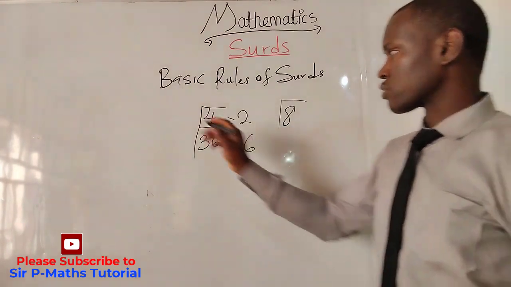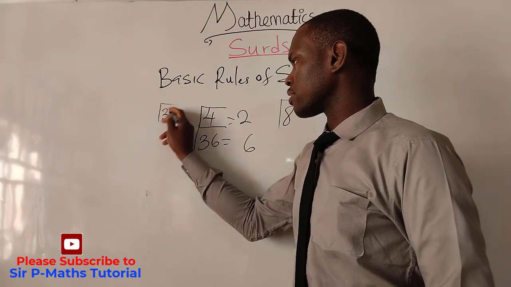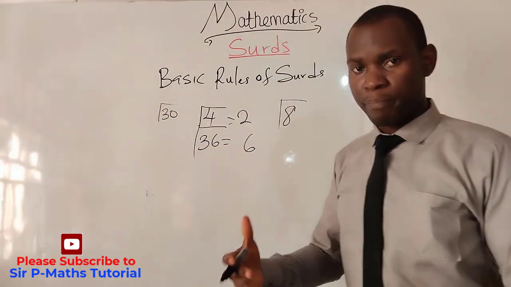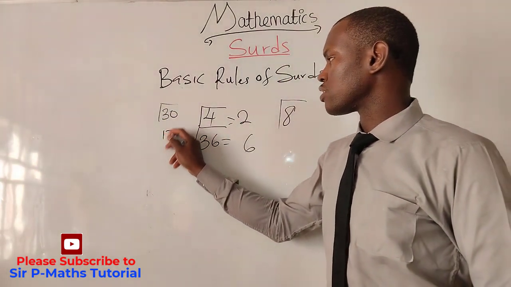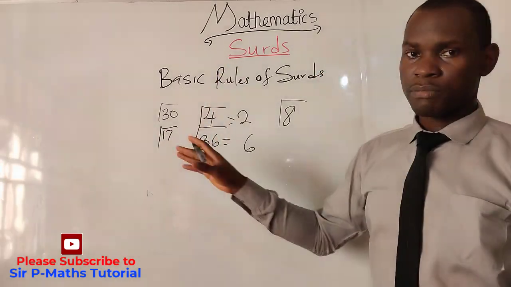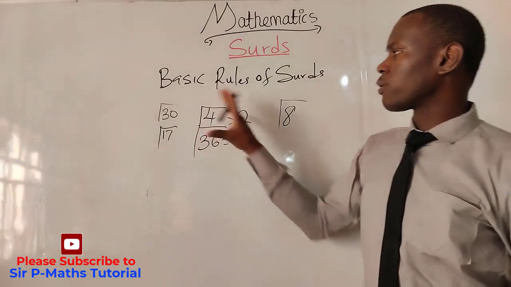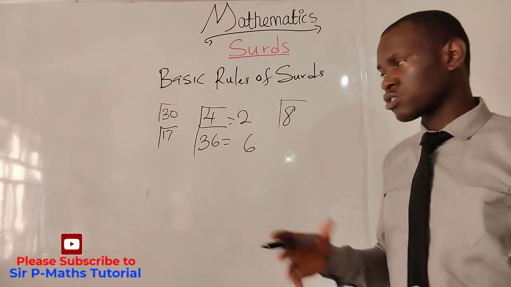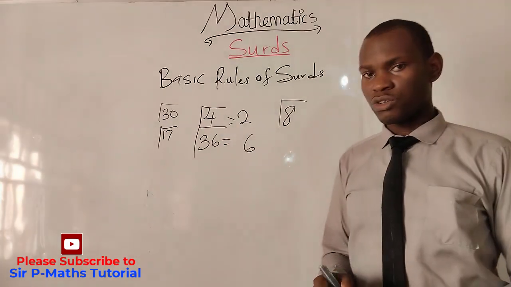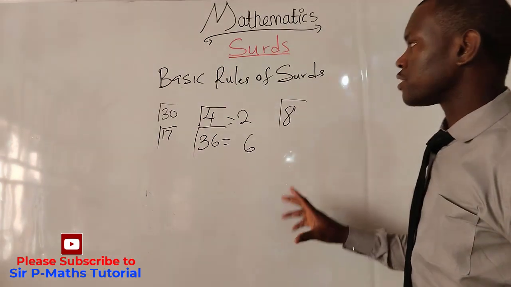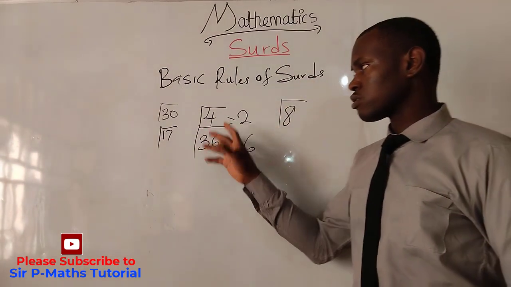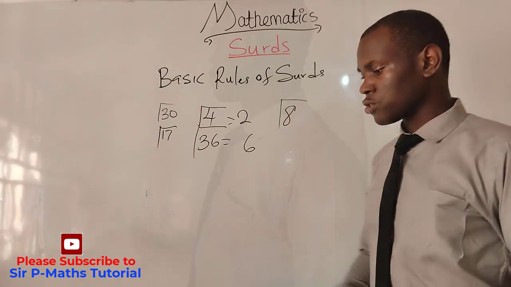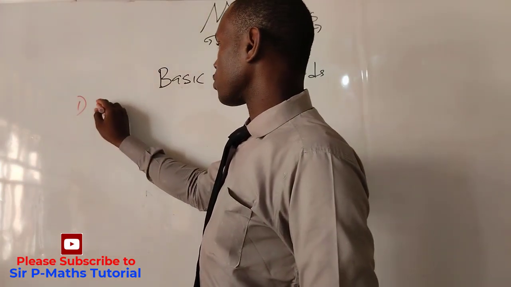Let's consider other examples. I have root 30. Root 30 does not have a perfect root. I have root 70, which does not have a perfect root. So all the numbers that do not have perfect roots, when you take the square root of such numbers, we say that they are surds. We will consider the basic rules around solutions with surds. Number one, let's consider multiplication.